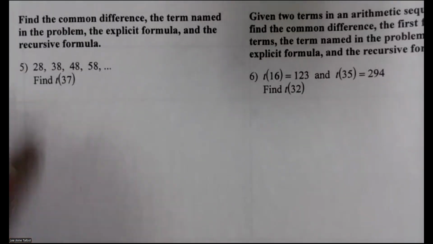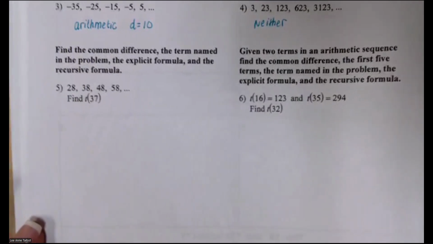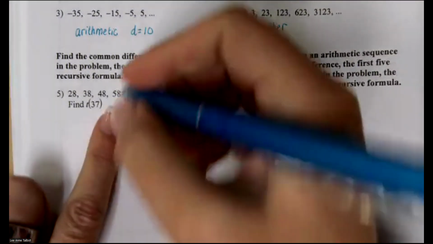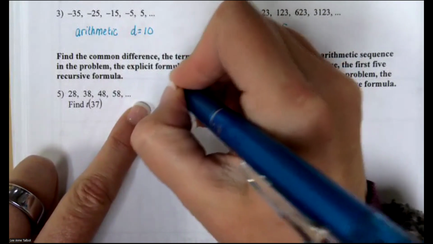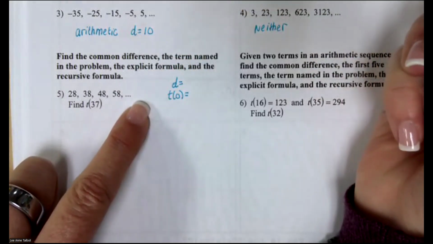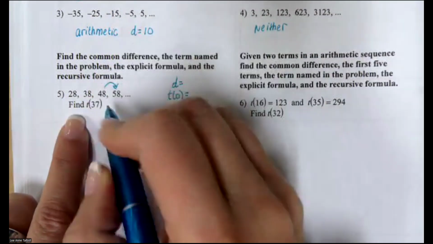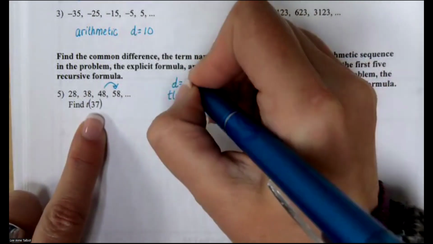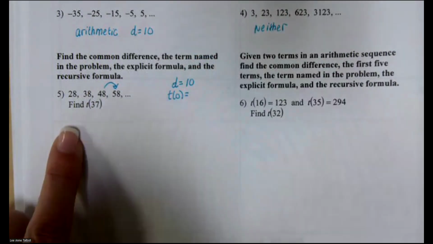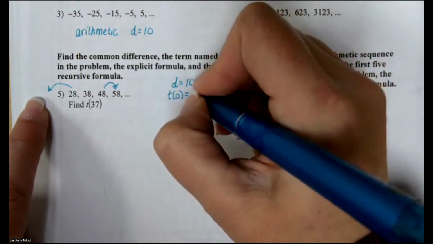Find the common difference, the term named in the problem, explicit and recursive. Okay, first thing I like to do over here is find D and term 0. D looks like it's going up by 10, so D is 10. And term 0 would be what? 18.